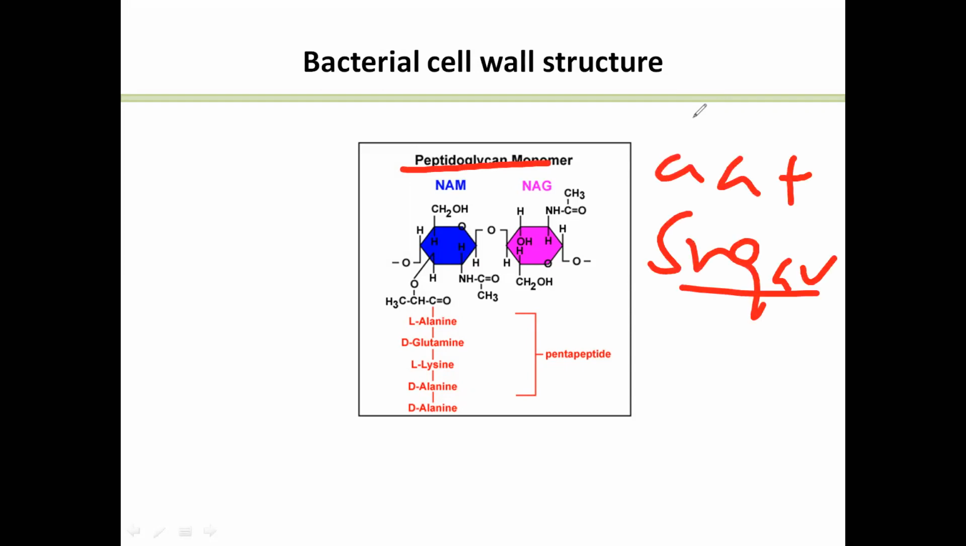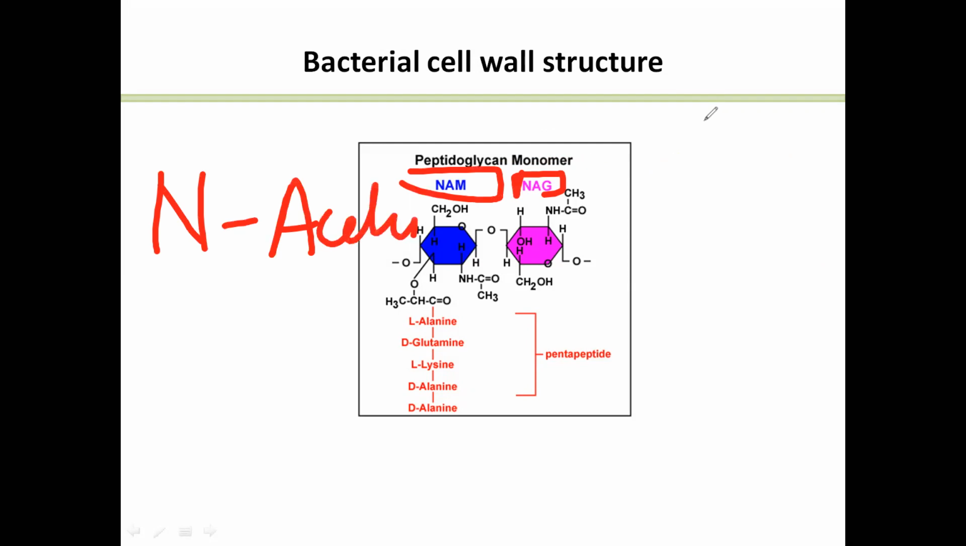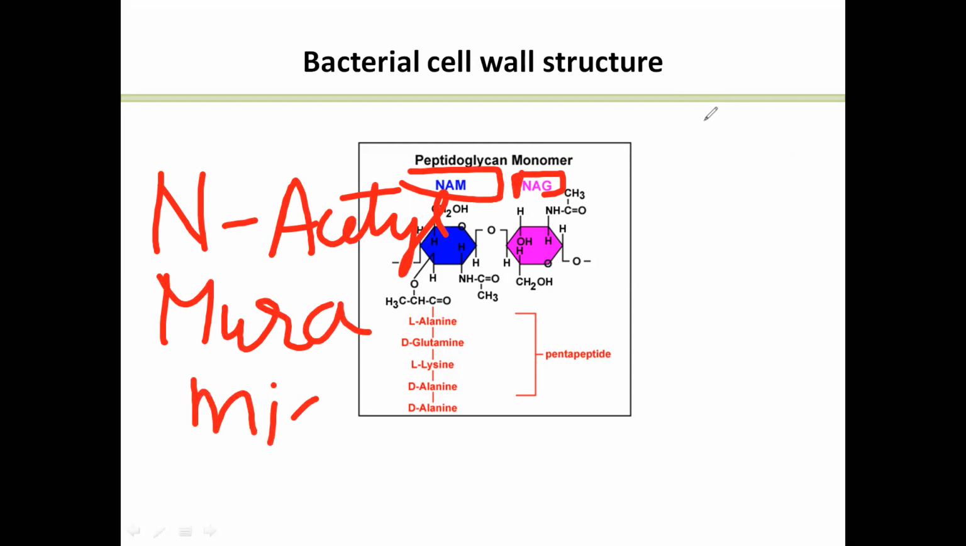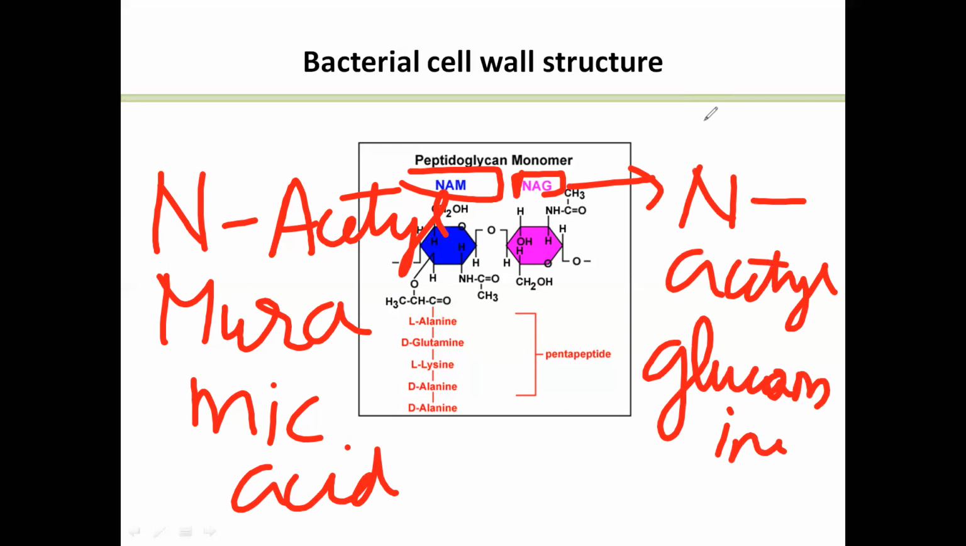This sugar can be any sugar. So if we talk about one peptidoglycan, it is made up of the repeating unit of NAM and NAG. What does NAM mean? NAM means N-acetyl muramic acid. And another one is NAG, which is N-acetyl glucosamine. These are the two kinds of sugar molecules which are present in my peptidoglycan.